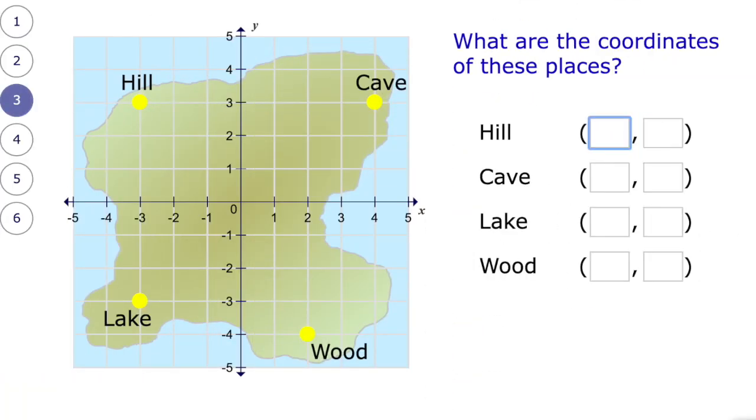So here we have a 4-quadrant coordinate grid. There's a hill, there's a cave, there's a lake, and there is a wood on the map. Can you work out the coordinates of the 4 places? Pause the video, have a think, and then when you're ready to move on, press play.